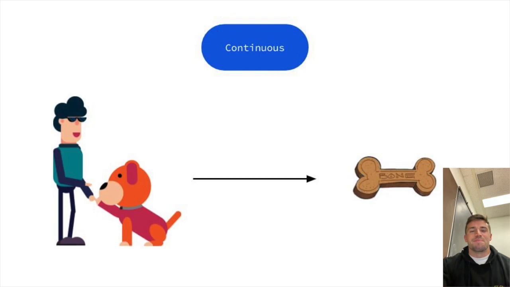So continuous reinforcement schedules create a strong association between behavior and response, and they're most effective when teaching a new behavior. So if you want something to be learned rapidly, for example, you'd typically use a continuous reinforcement schedule.